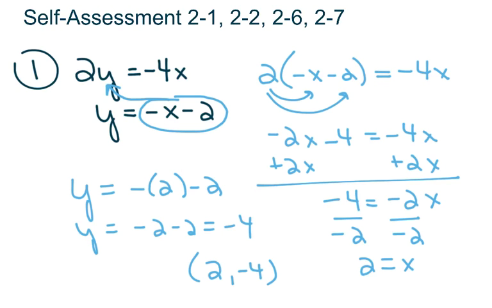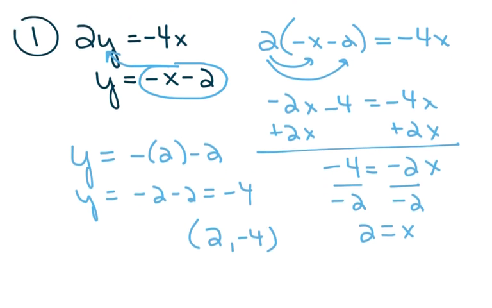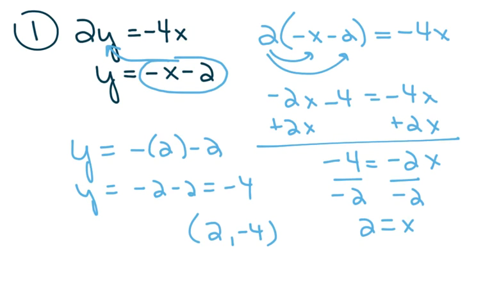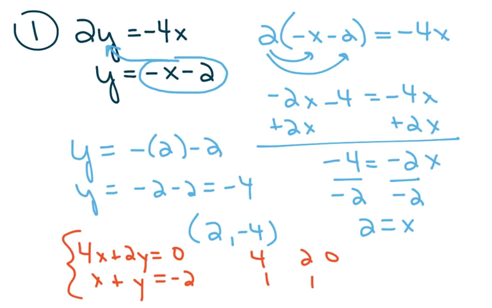Now you could have also solved the first equation for y and then graphed them and found the intersection. You could have set both of these up to do a matrix. If you'd wanted to use a matrix to solve it, I would have made the first equation 4x plus 2y equals 0. And the second equation would be x plus y equals negative 2. And then you would have plugged it into the matrix function. You would plug 4, 2, 0, 1, 1, negative 2. It would have been a 2 by 3 matrix, and you would have used that RREF function, and you still would have found out it was 2, negative 4.